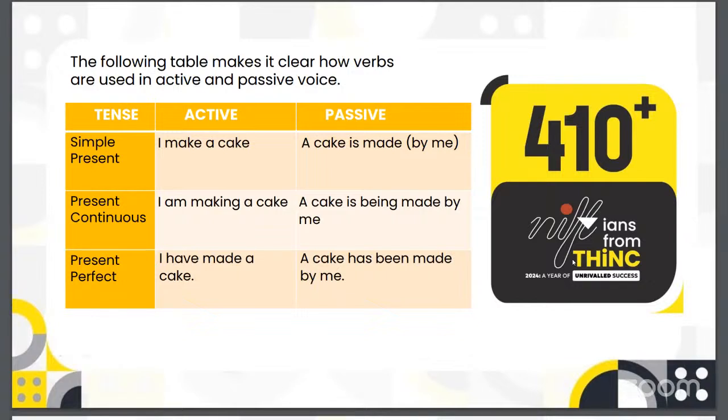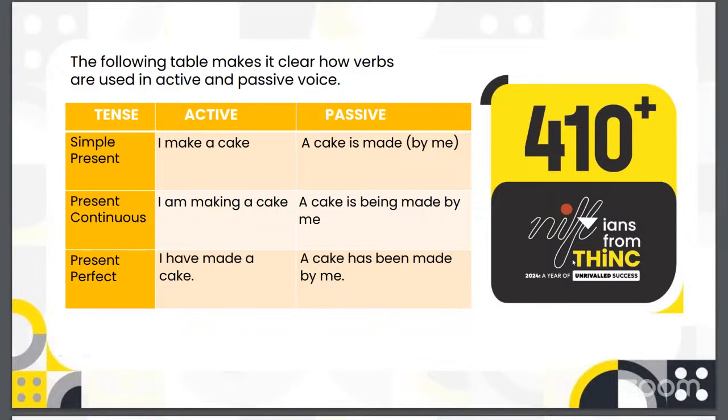Now in the passive voice, that cake becomes the subject. So a cake. Then because cake is also singular, you have to use is. And for present continuous tenses, when it is changed into passive voice, you have to use being. So a cake is being made by me. Again, you have to use the past participle of the verb, and that is made. So a cake is being made by me. Clear?